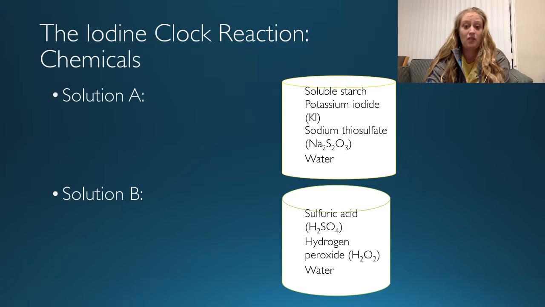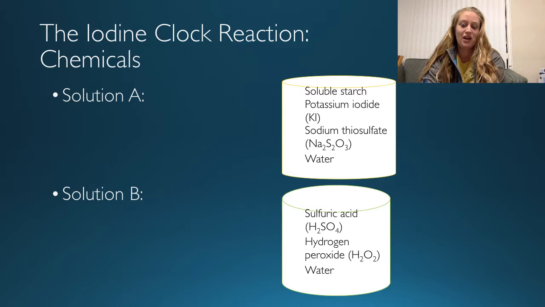Solutions to be prepared before the lab really begins are solution A, containing the soluble starch, potassium iodide, sodium thiosulfate, and water. Solution B, in a separate beaker, will contain sulfuric acid, hydrogen peroxide, and water.